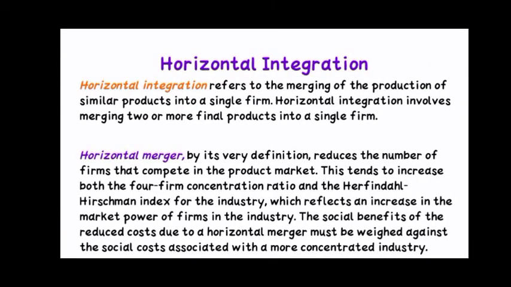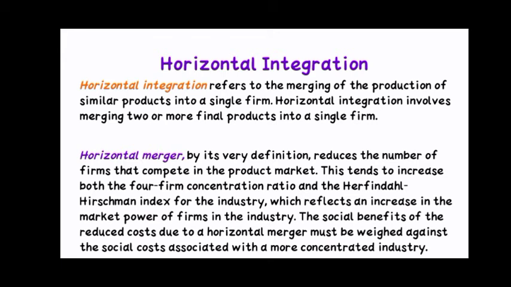The next one is horizontal integration. Horizontal integration refers to the merging of the production of similar products into a single firm. Horizontal integration involves merging two or more final products into a single firm. Horizontal merger, by its very definition, reduces the number of firms that compete in a product market. This tends to increase both the four-firm concentration ratio and the Herfindahl-Hirschman index for the industry, which reflects an increase in the market power of firms in the industry.